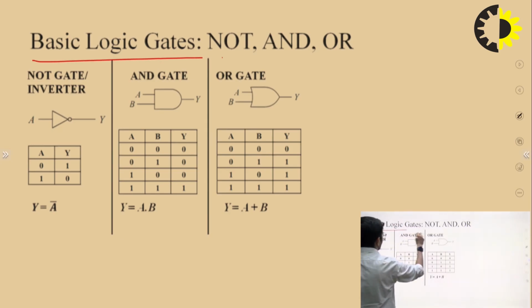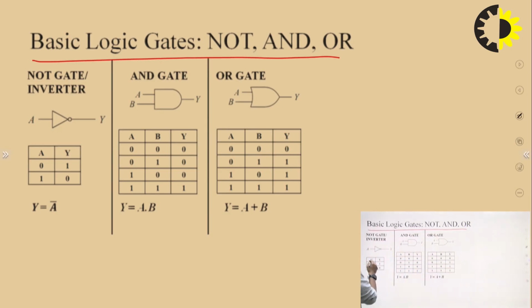These are the basic logic gates. First is the NOT gate. In NOT gate, if we are giving 0 here, we will get 1, and if we are giving 1 here, we will get 0. So it just complements the input at the output side. So the expression for NOT gate is y equal to a bar.